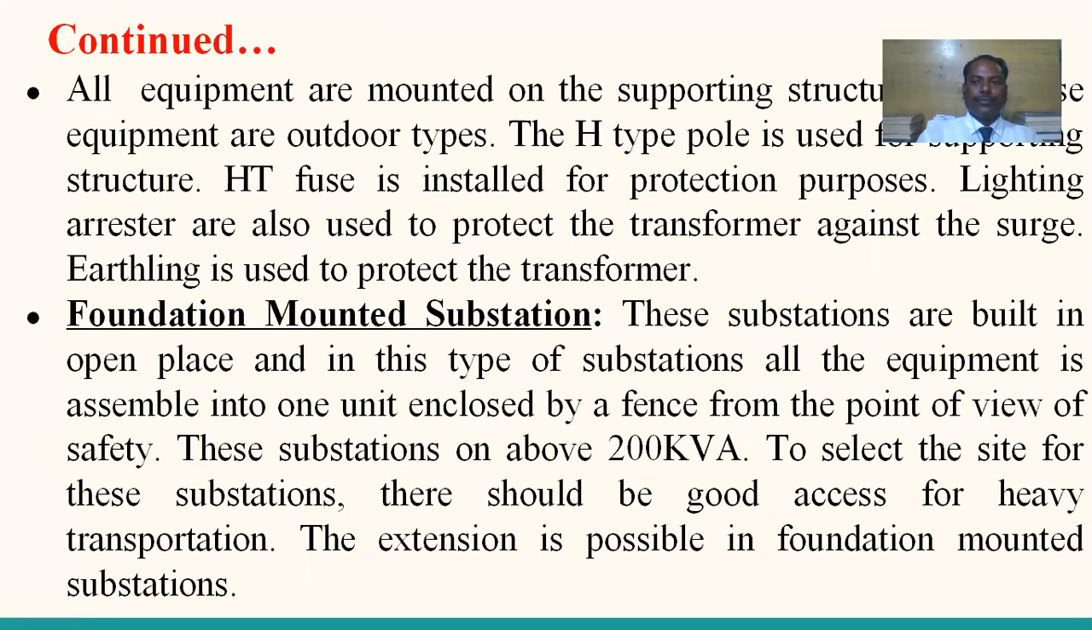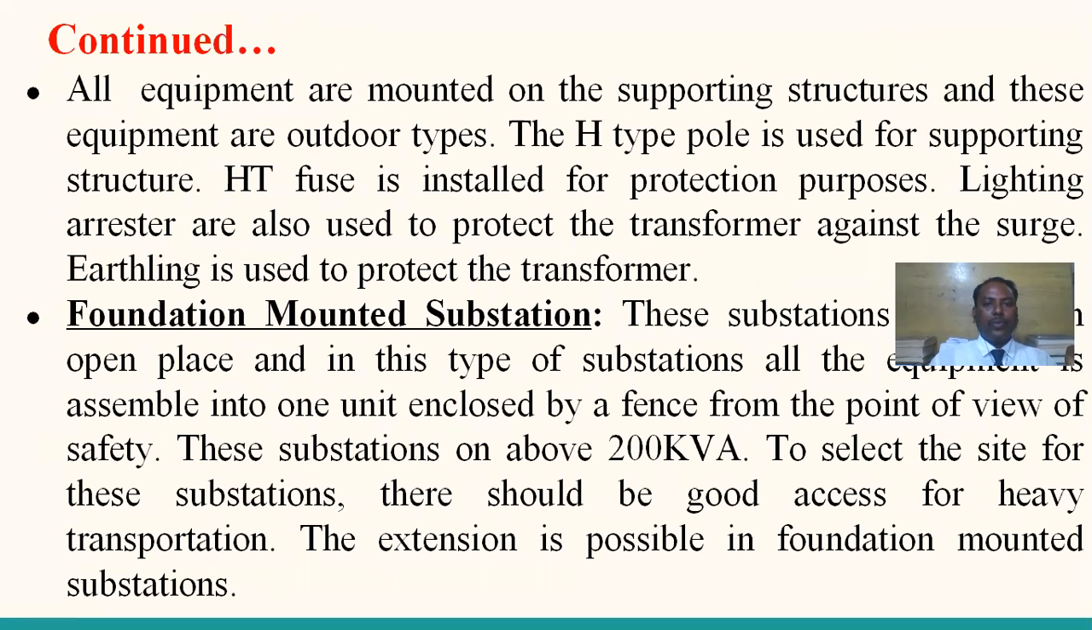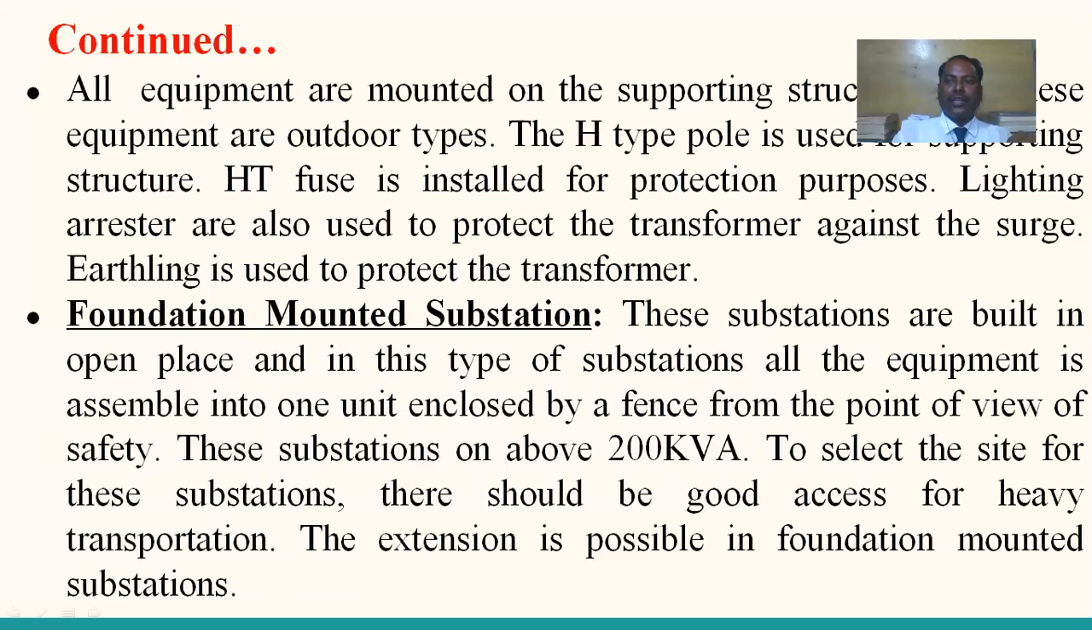Now, all equipment are mounted on the supporting structures, and these equipment are outdoor types. So the H-type pole is used for supporting structure, and HTP is installed for protection purpose. Lightning arresters are also used to protect the transformer against the surge, and earthing is also used to protect the transformer. So these are the generalized points belonging to the outdoor substations.